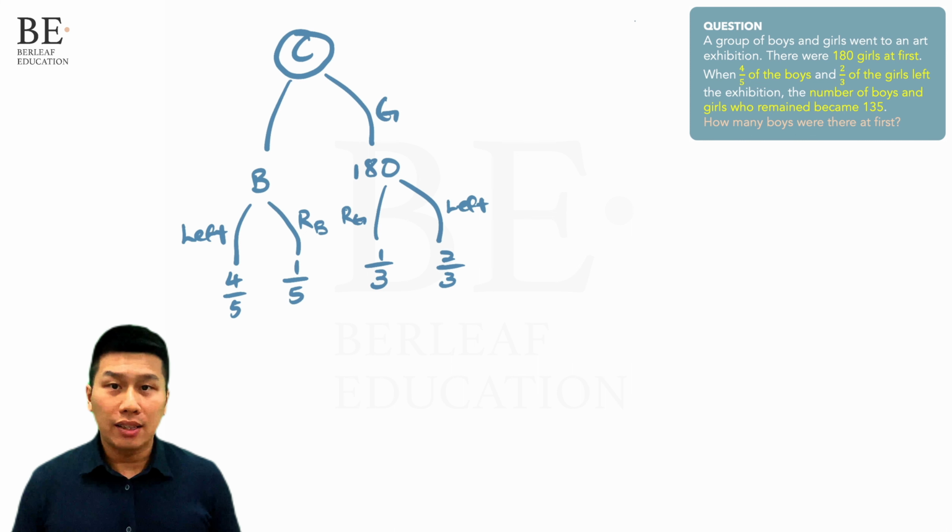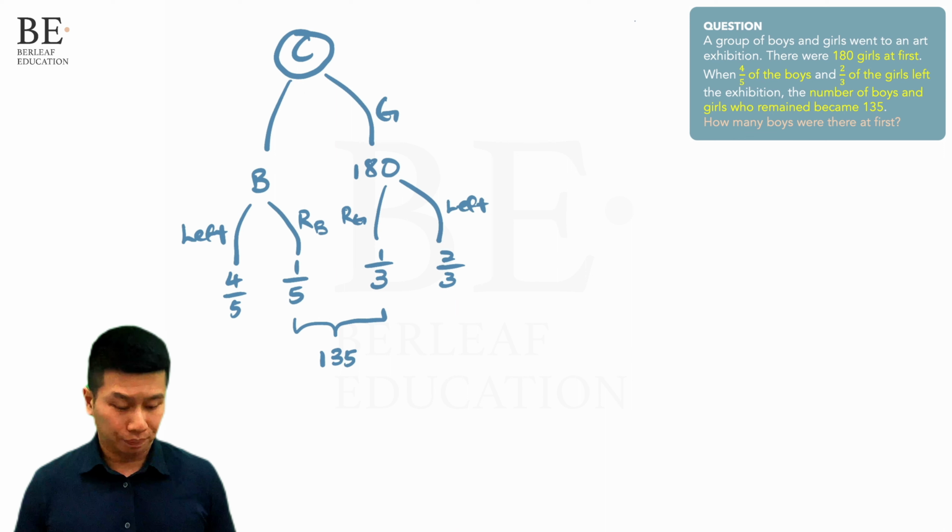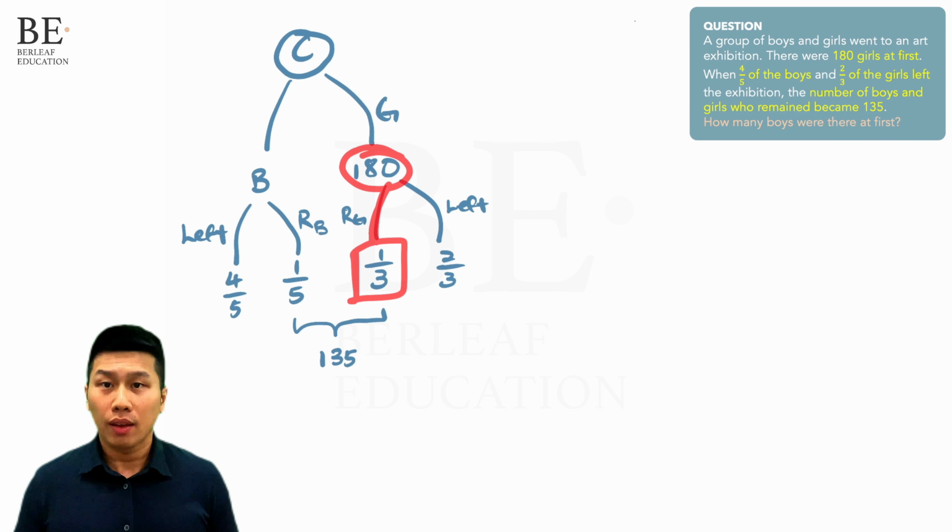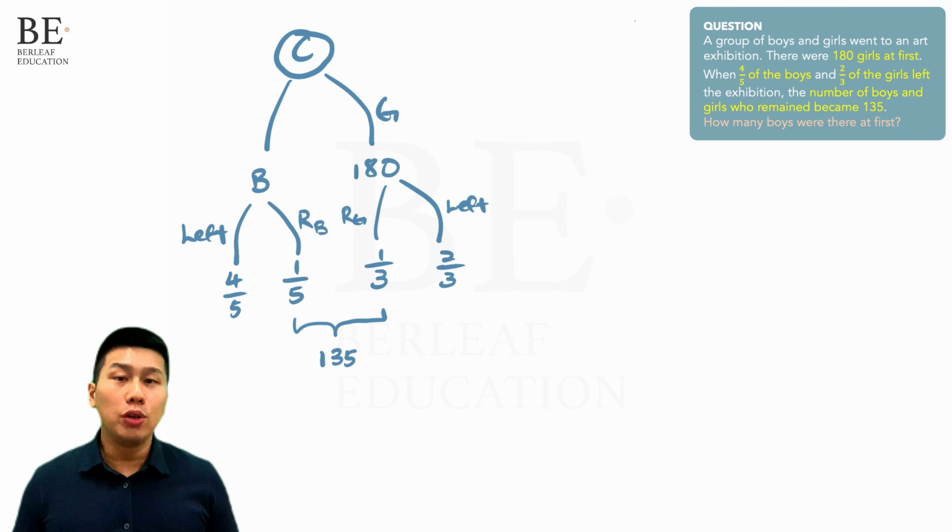Okay, lastly, 135 children remaining at the exhibition, we can represent it in this portion over here, which is the addition of the sum of R sub B and R sub G. Okay, now since the girls remaining became 1/3, right, and of 180 over here, we can simply work out the numeric value of this fraction by, let's write it out first.